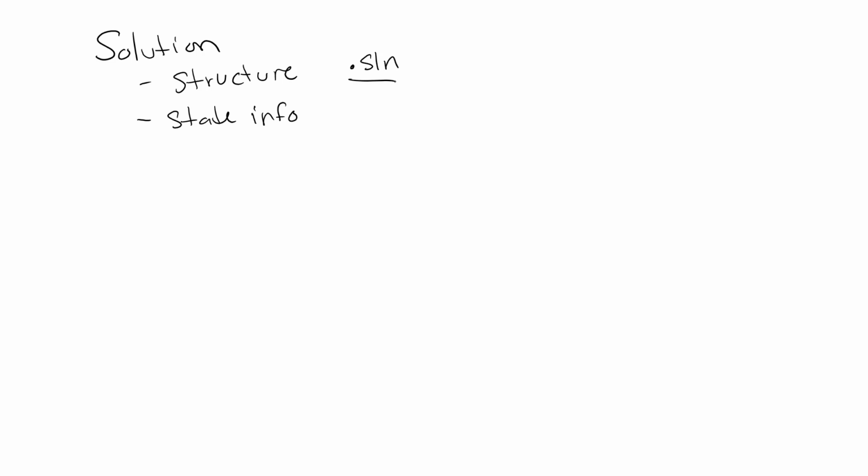It's for solution. And we also get a .suo for things like user-specific solution options. So if you went into the properties and changed some things, then that would show up in the SUO file. But we're primarily worried about this SLN.